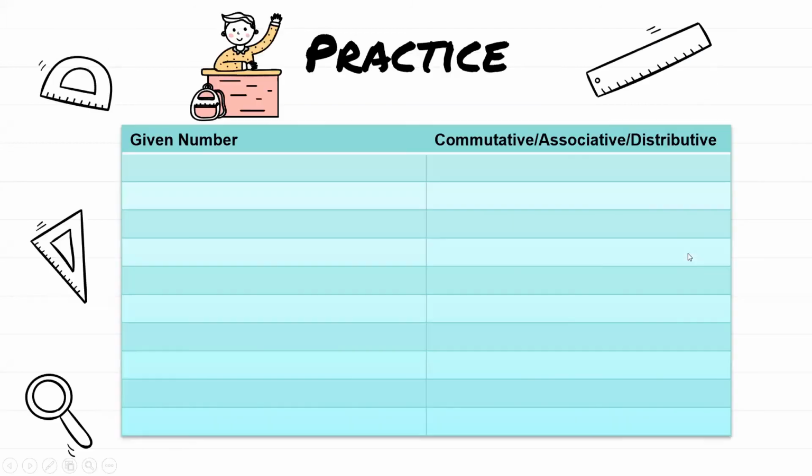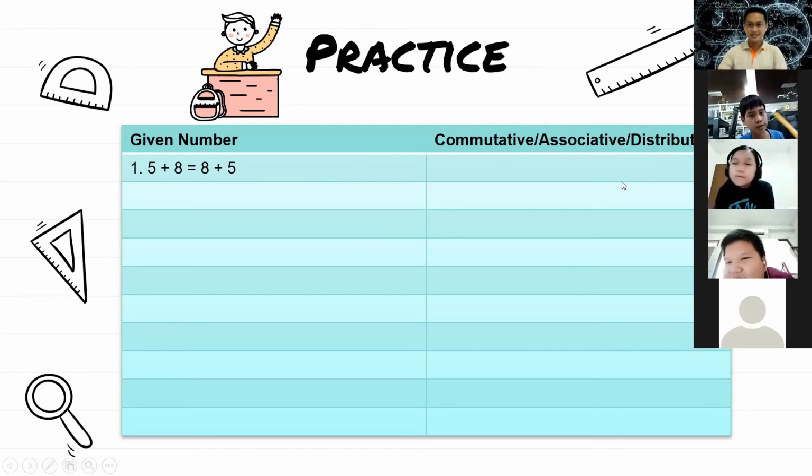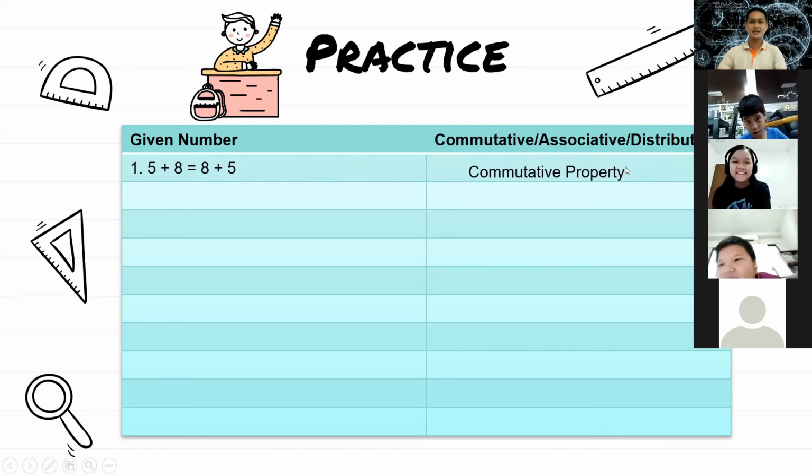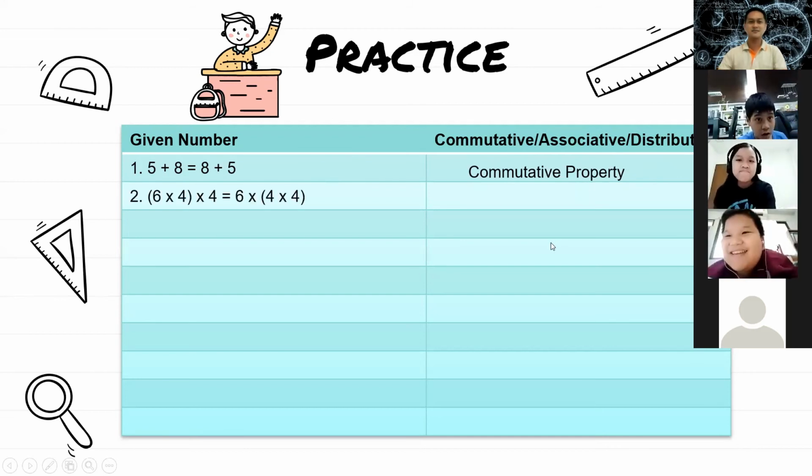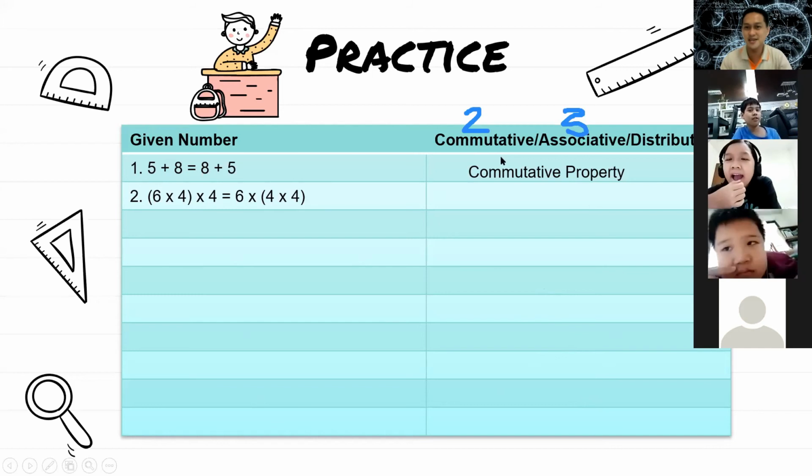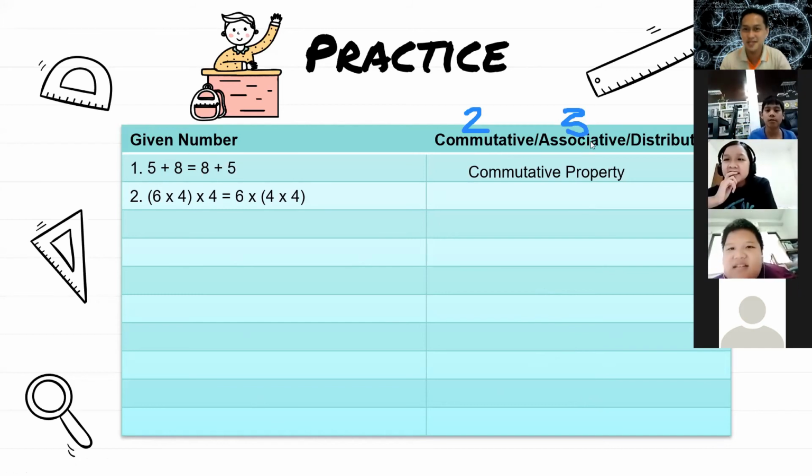Yes. Okay. So here, tell me if it's commutative, associative, or distributive. Number 1, 5 plus 8 equals 8 plus 5. Commutative. Very good. Next, number 2, 6 times 4 times 4. Remember, commutative, we have 2 numbers. Associative, we have 3 numbers. And distributive, we have to distribute the first number. For this number 2, what is our answer? Commutative, associative, or distributive? Yes, Sugat? When we have 3 numbers, what is our answer?